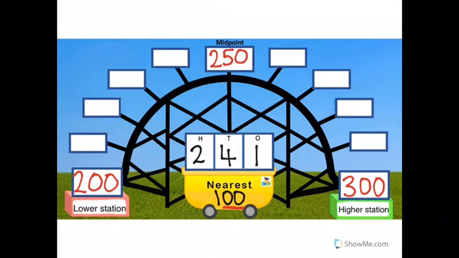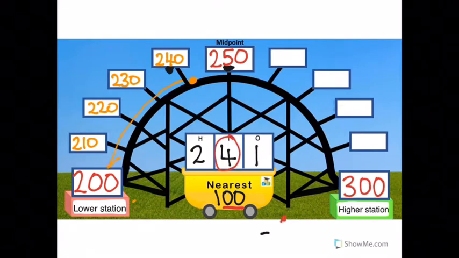In this example, when we're rounding to the nearest 100, it's the tens number that we use for the high five rule. So if the number is 250, because there's 5 tens in that number, it will round up to 300. And we know that 241 would be somewhere around here. So because there's a 4 in the tens here, we know that we must round down. So the answer is 200.